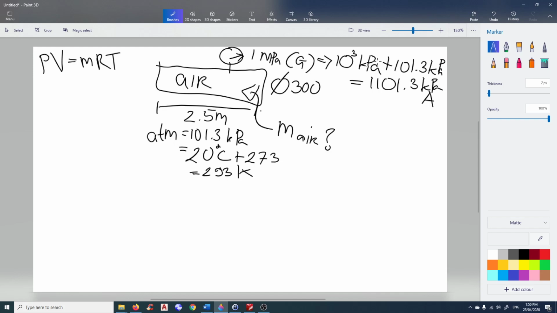Now we have the pressure here, which is the pressure of the atmosphere. We have the temperature, which is the atmospheric temperature. We don't have R. R of the air is given in your formula sheet. So R for air is, let me check, 287 joule per kilogram Kelvin.